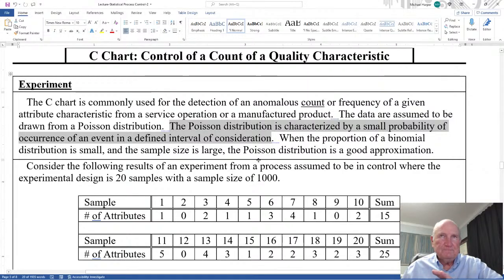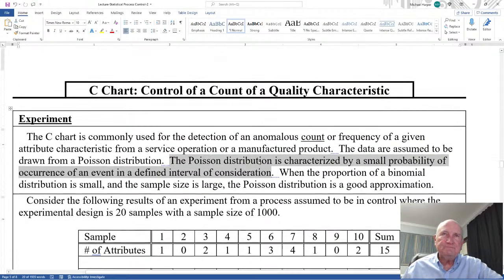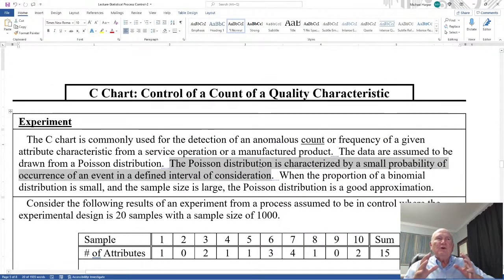Let's back up. From the P chart, let's suppose that you're using a P chart and the probability of occurrence happens. You have anomalies. You find the causes.